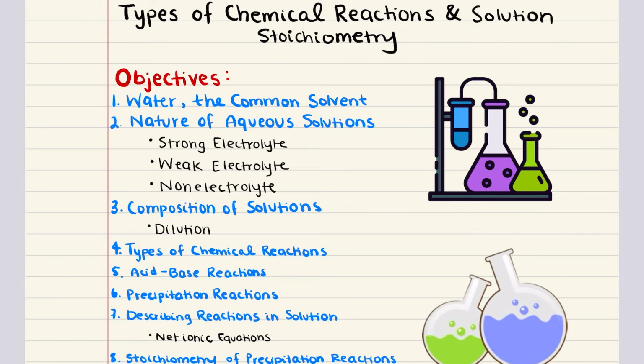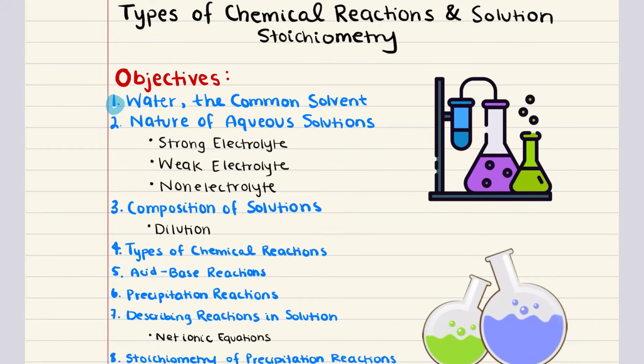Now, Chapter 4 is titled Types of Chemical Reactions and Solution Stoichiometry. And the objectives that we're going to cover in this chapter are the following. First, we're going to discuss water and its importance. Water is not just essential for life as we know it, but it also holds immense importance as a common solvent in many chemical reactions, especially in our chemistry class.